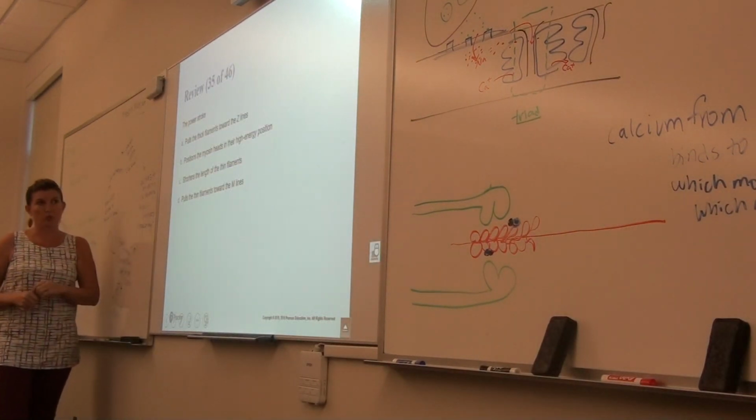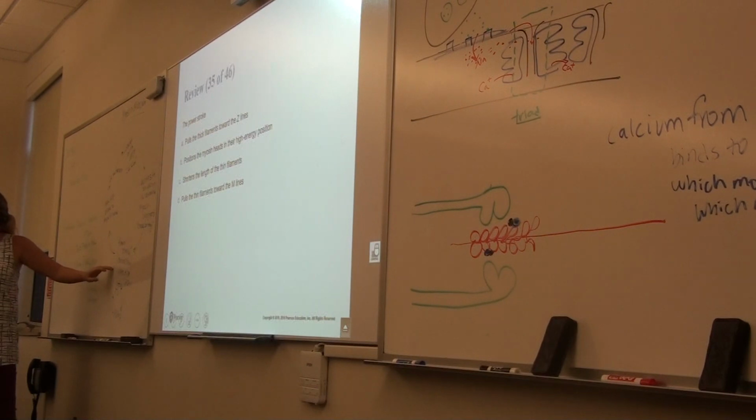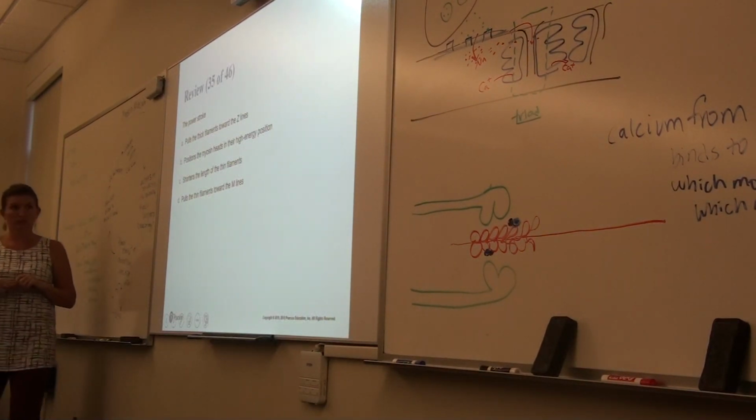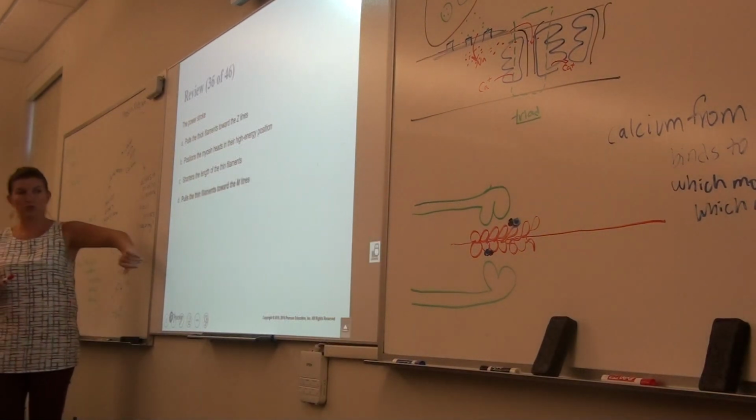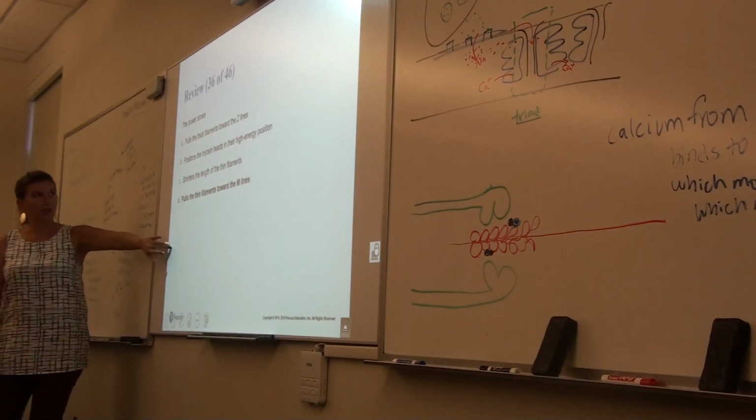The power stroke does what? Remember, the power stroke is the contraction. Pulls the thin filaments towards the M line. Right, that's what the contraction's all about. Pulling the Z lines together, pulling the thin filaments toward the M line. I bands, H zones, those are all shrinking in the process.